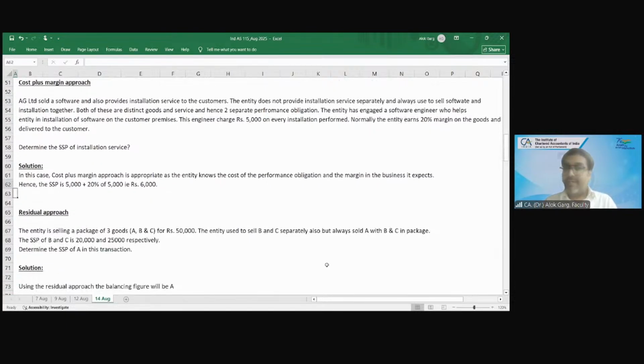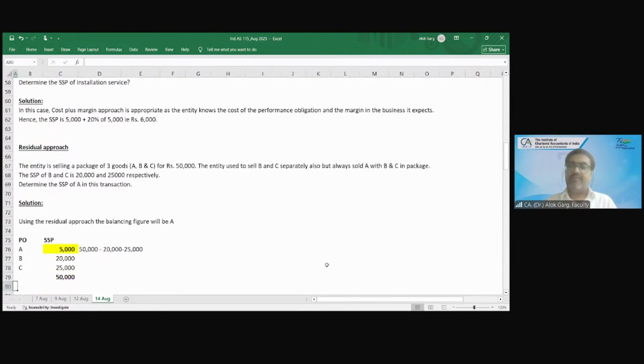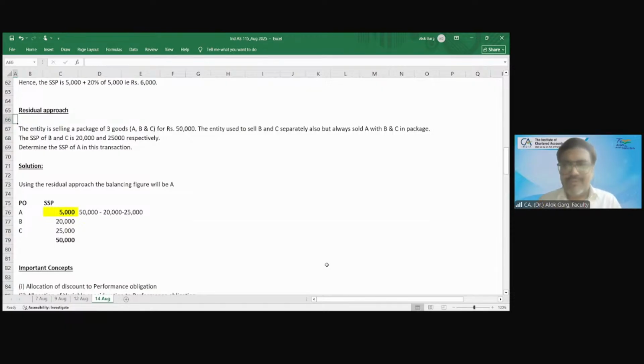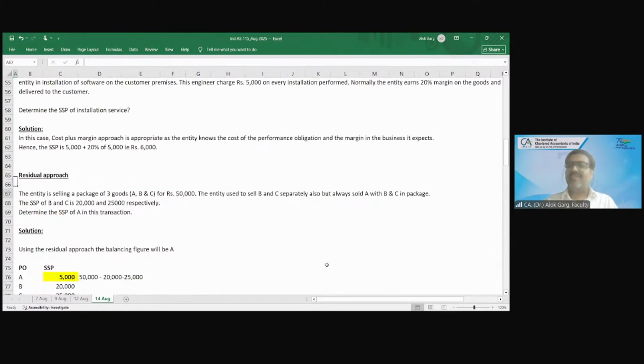Residual approach. Friends, the adjusted market assessment approach and the CPMA approach, both are clear? Yes, sir, clear. Now come to the residual approach. What is the residual approach? Friends, the meaning of residual, did you understand? Balancing figure.